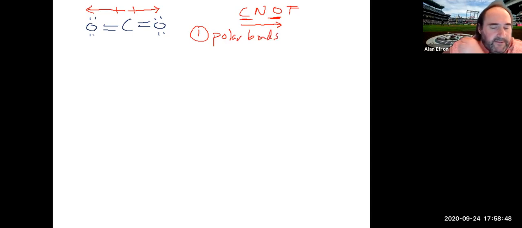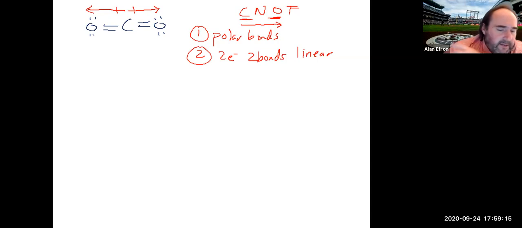So you may say to yourself, it does have polar bonds, so it should be a polar molecule. And we do have to investigate the second thing, which is, what is the molecular geometry here? When we look at this, the carbon has 2 electron pairs, 2 bonds. So hopefully you know that the molecular geometry of that should be linear. It is essentially a straight line.